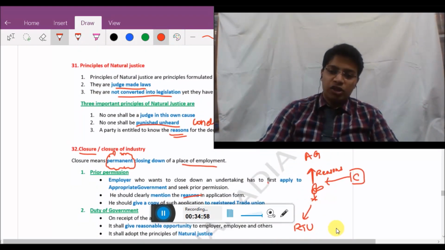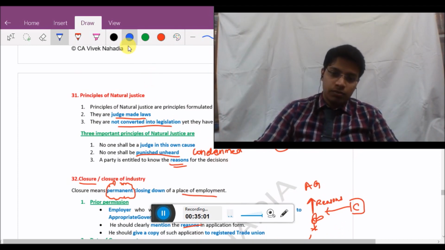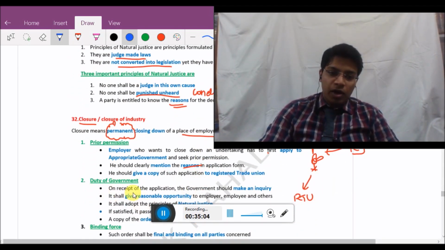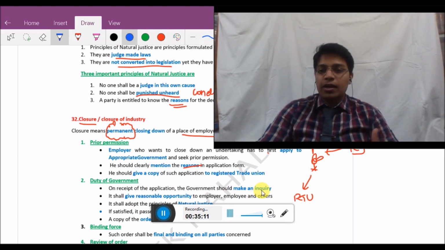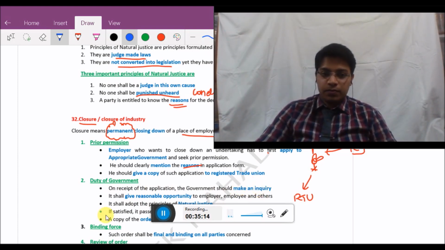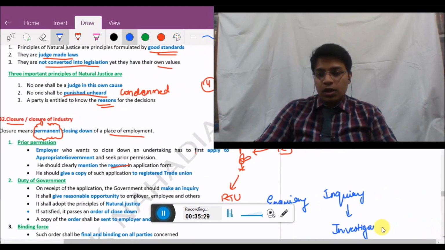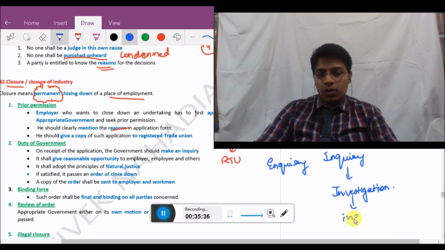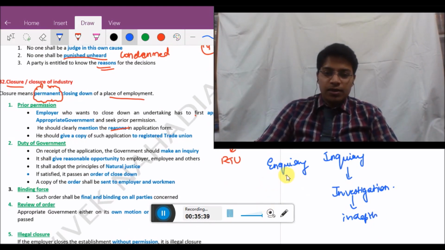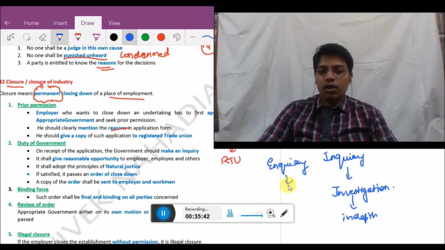Now, after receiving the application, what is the duty of the appropriate government? On receipt of the application, the government should make an inquiry. Enquiry and inquiry, both are different. Note down. Inquiry is like an investigation, very in depth. But enquiry is just a normal procedure to find out the reasons and all. It is not so in depth.